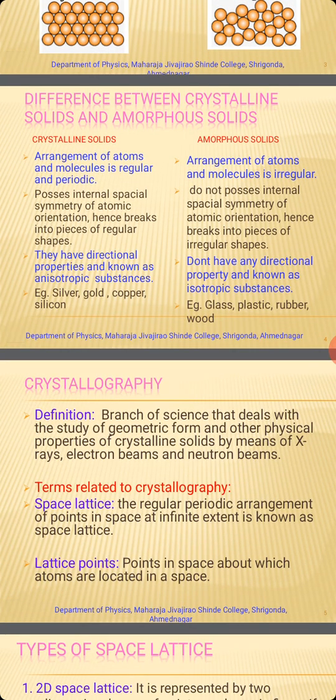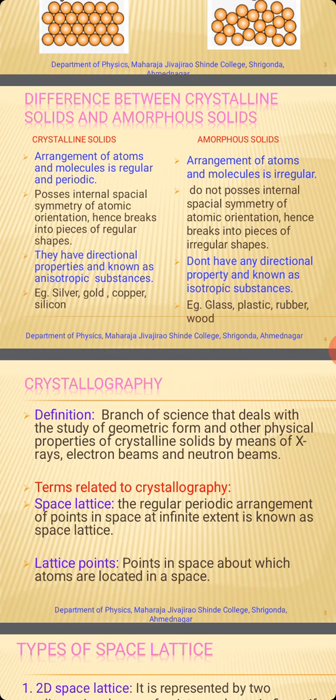The crystalline solids and amorphous solids are differentiated via these points. In case of crystalline solids, the arrangement of atoms and molecules is regular and periodic, whereas in amorphous solids, the arrangement of atoms and molecules is irregular. Crystalline solids possess internal spatial symmetry of atomic orientation. It means that their atoms are oriented in a particular direction. Hence they break into pieces of regular shape.